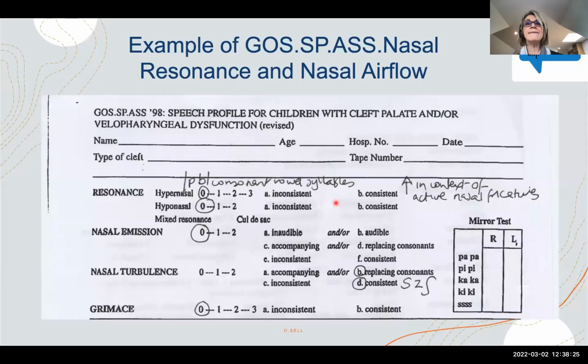So here I can just show you the GOSPAS, with the ratings on this patient, and as we can see, there wasn't too much noise actually in this particular sample.